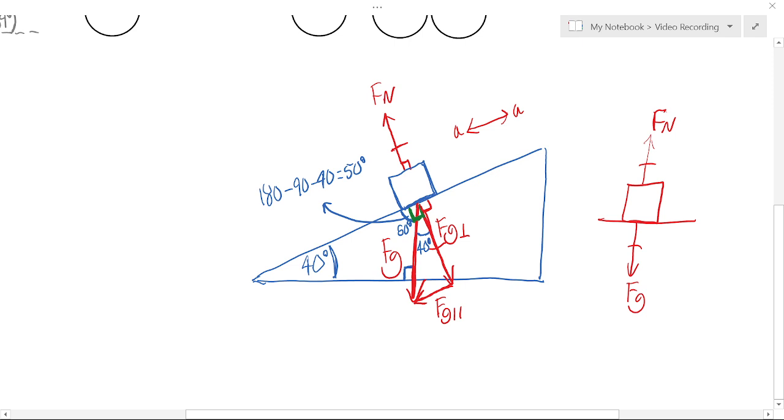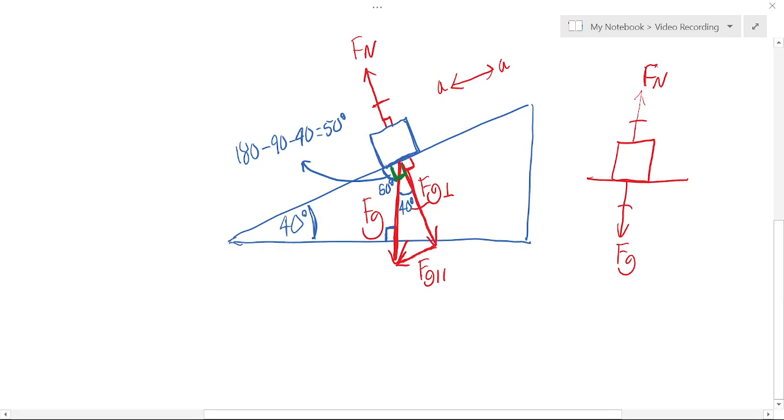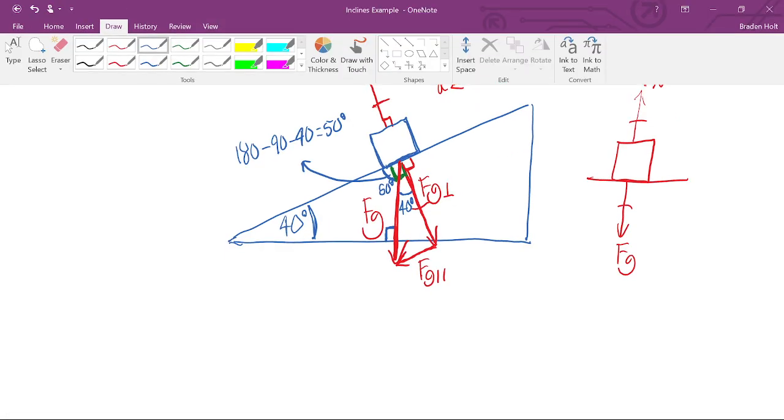So for all inclines problems, the Fg perpendicular makes the angle with Fg that the ramp makes with the ground, right? Fg perpendicular, let me highlight that for you.